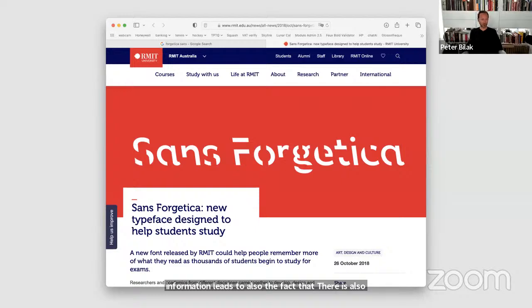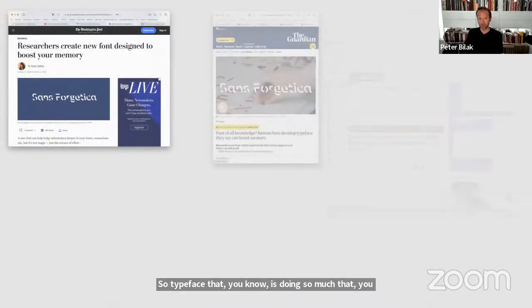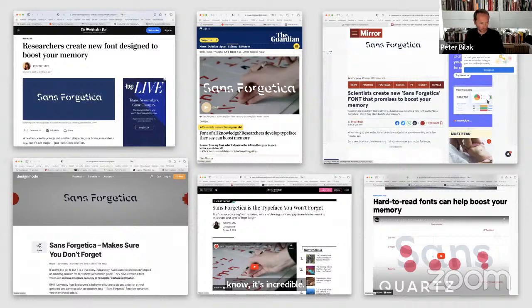Once in a while we come to extraordinary projects, for example, this one, which claims to enhance memory of readers. So a typeface that is doing so much that it's incredible. And often these projects are then heavily publicized. In this case, the claim is that the obstruction of the learning process improves deeper cognitive processing, and that makes it hard to read, but easy to remember things.